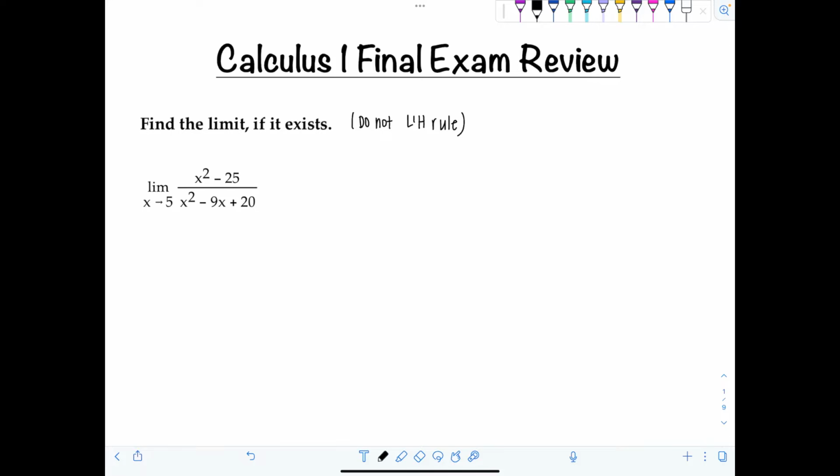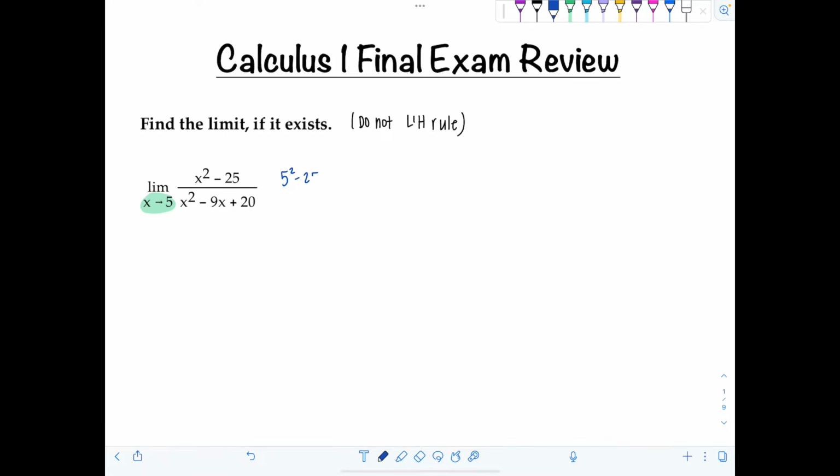We have the limit as x approaches 5, x squared minus 25 over x squared minus 9x plus 20. So remember, when you're evaluating a limit and x is just approaching a finite number, you want to try to just directly substitute in or basically plug in that number for x. And if you get just a normal constant, you're good. You can just move on with your life.